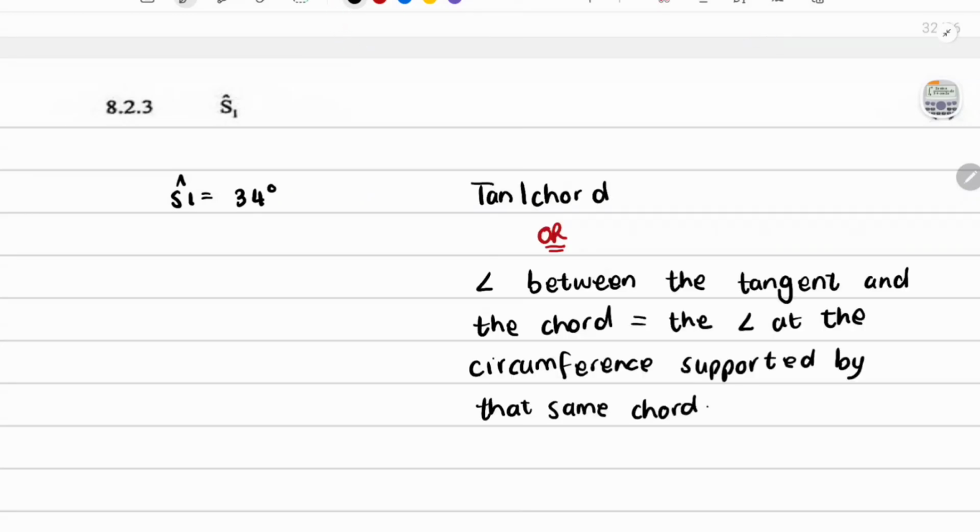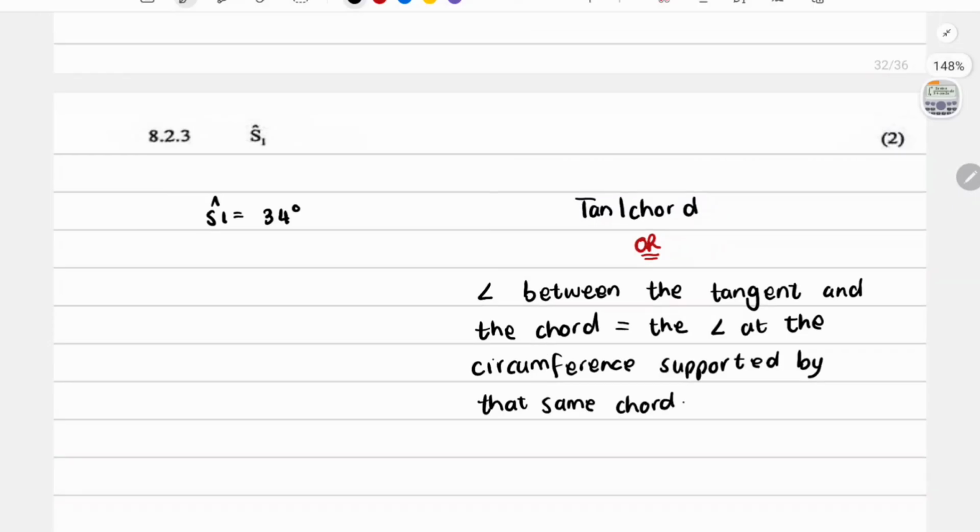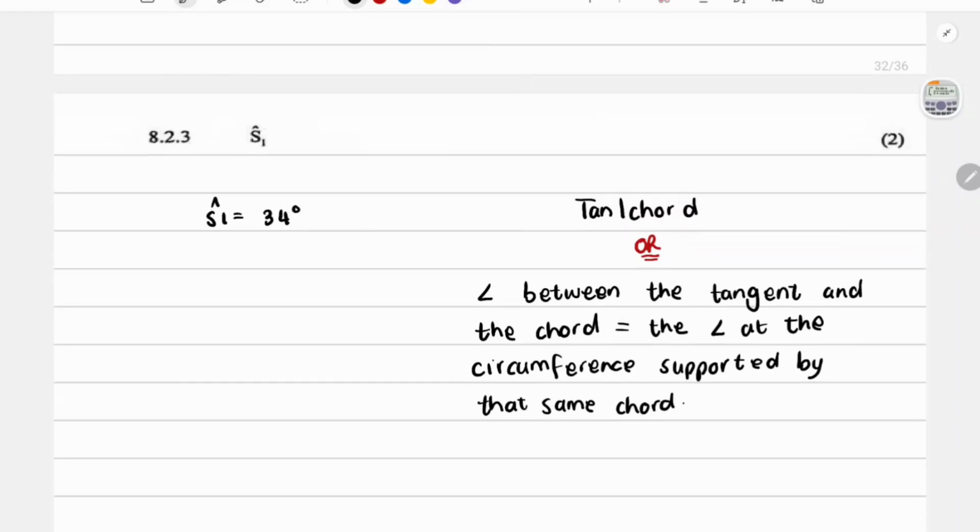So angle S1 is equal to 34 degrees. S1 equals 34 degrees because of the tan chord theorem. These are the two reasons that you can use depending on what your teacher accepts. I say what your teacher accepts because that's in the case that you are in grade 12, so your teachers would be marking the June papers. That just depends on what your teacher is going to accept. This is the full reason and that is the shorthand reason. So that is the end of question 8.